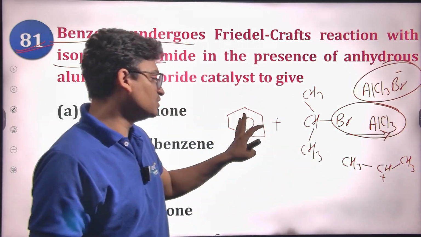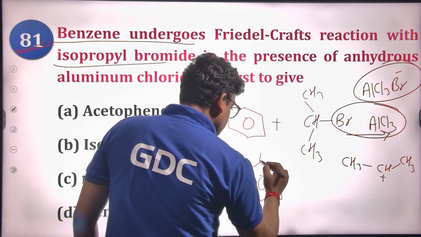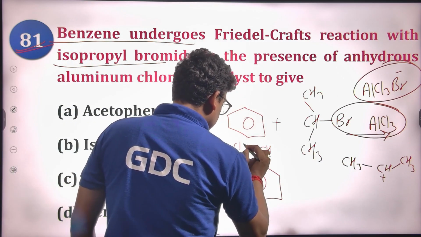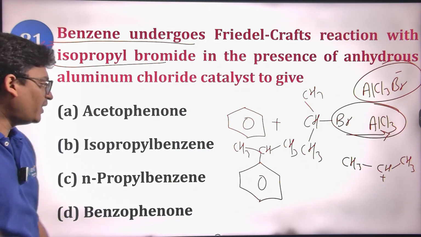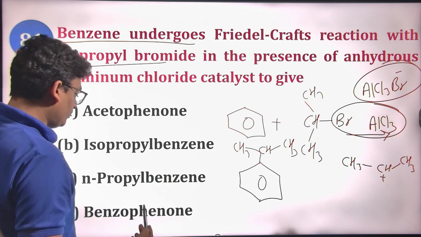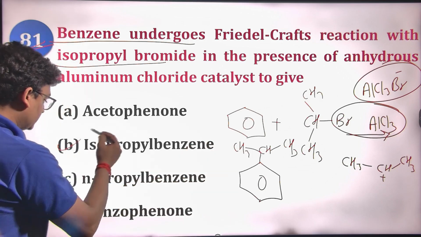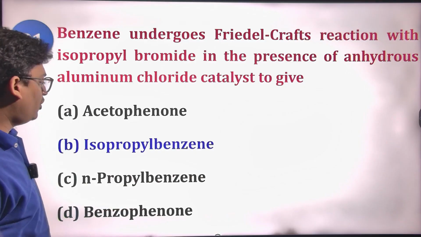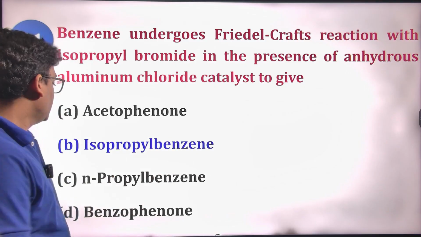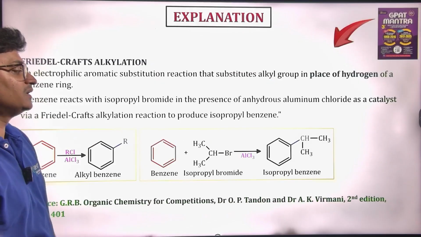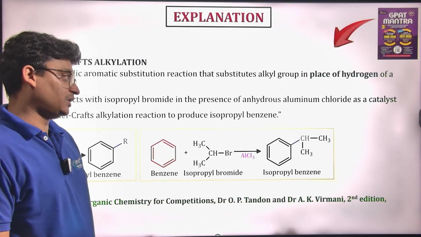Now this attacks the benzene ring, and the product you are going to get will be CH, CH3 and CH3. Isopropyl bromide was our reagent, and you are going to get isopropyl benzene. So option B will be the right one. B is the correct answer, isopropyl benzene, which we get in the product.